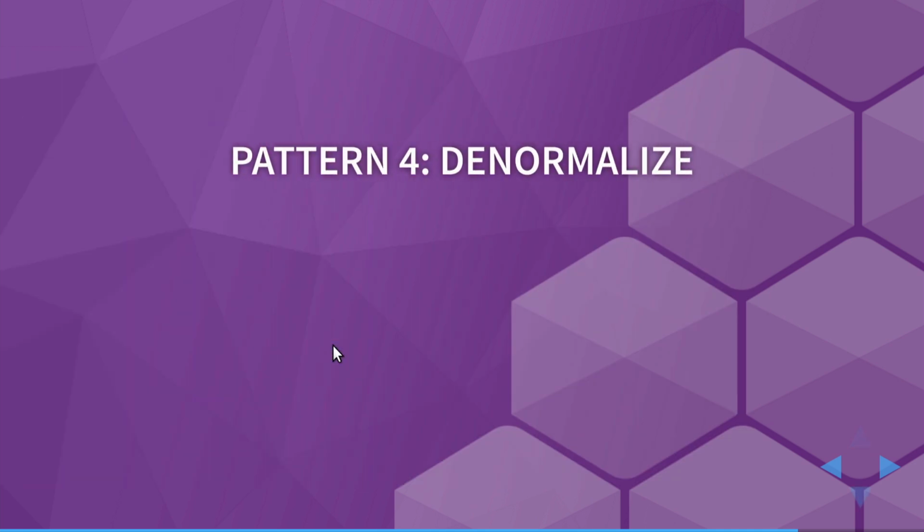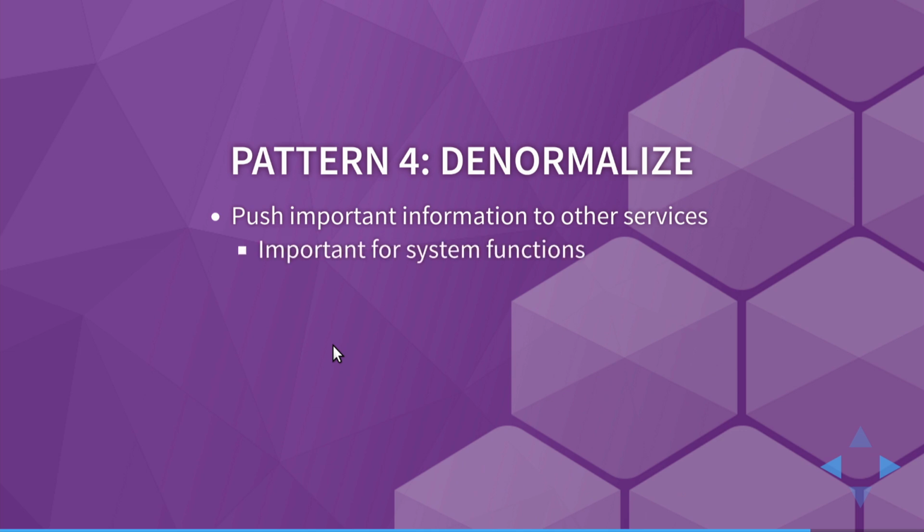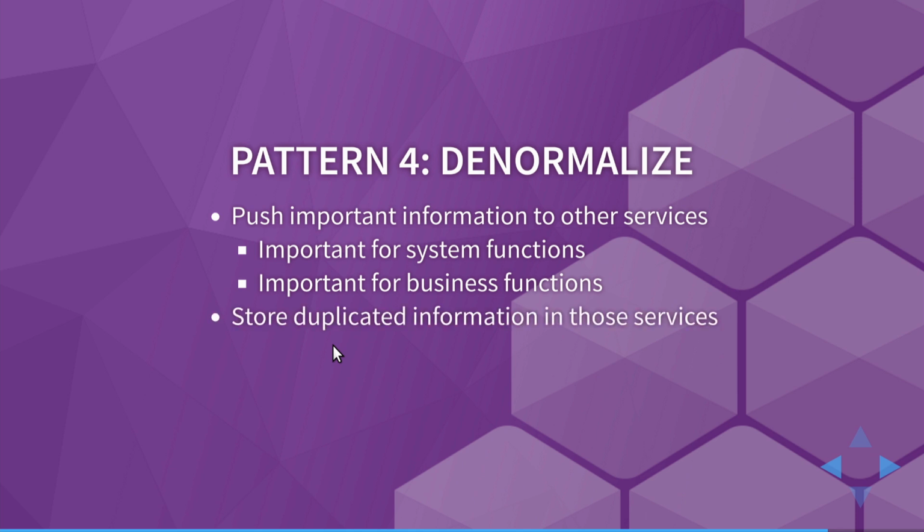So the pattern that we're going to use now to solve this is called denormalization. The idea is to push important information, so the bidding history is not so important, but the current price is very important, and push that important information to other services. That information could be important for system functions or important for business functions, as it is in this case where the current price is important. And then in those services, store that information duplicated.